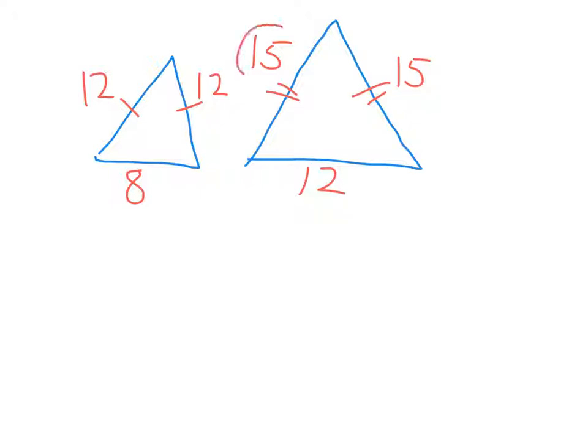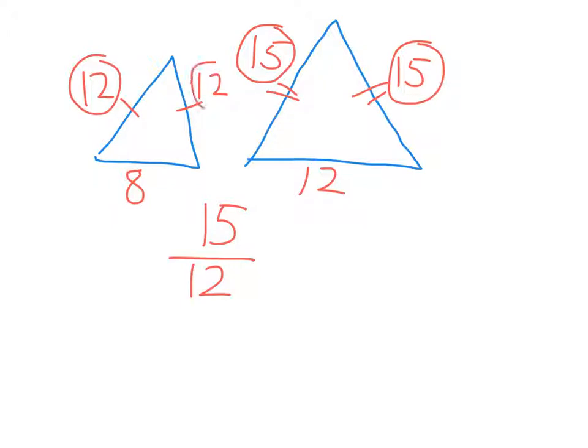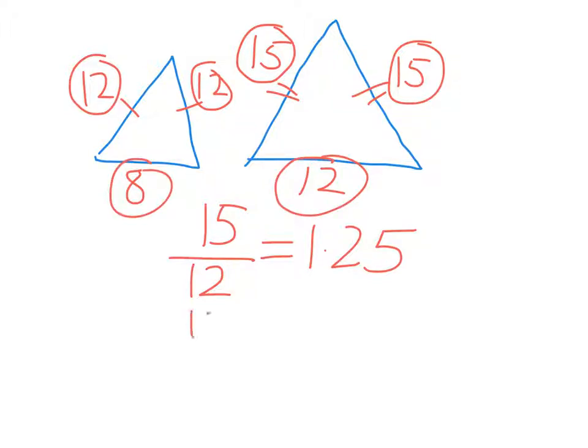So if I take a side in this triangle and divide it by a side in the other triangle, its corresponding side, I should get the same answer. So 15 divided by 12. Now if you put that on your calculator, you get 1.25. But if I divide this side by its corresponding side, 12 divided by 8 is 1.5. I didn't get the same answer here as here. So the sides are not in proportion.